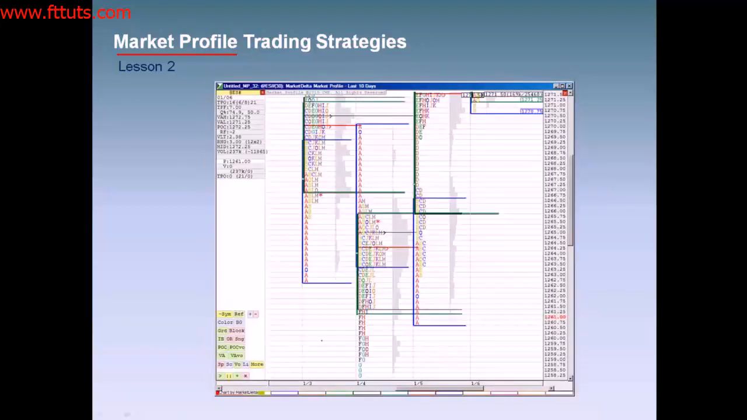All right, now we get to my favorite type of chart, and certainly the chart that has brought us all together, and it is the market profile chart.